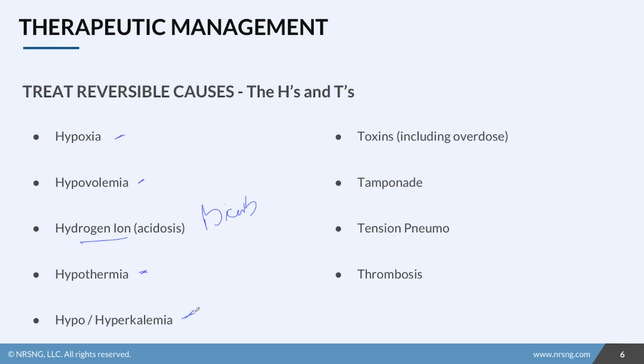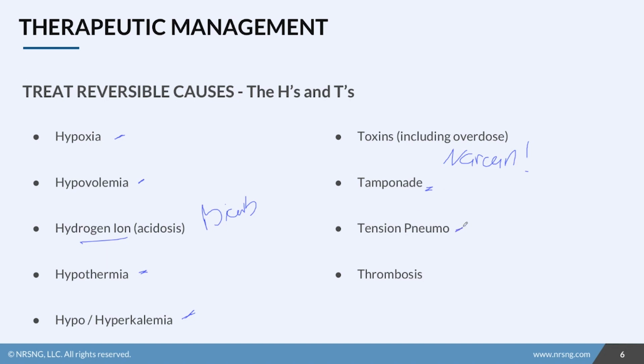And then the T's, or the toxins. Well, the T's, toxins can be poison or recreational drug overdoses. And I want you guys to remember, Narcan is your friend. It's also kind of a miracle drug, frankly. Tamponade is the heart being crushed. If you think it is, get your doc that pericardiocentesis needle and watch them work.